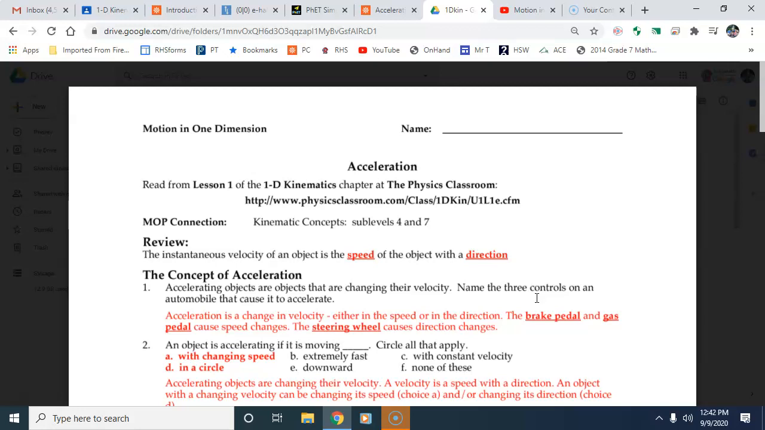What are 3 ways to accelerate? First thing we discussed yesterday, three ways. Go ahead, Brady. Good. Basically, speed up, slow down, change direction.